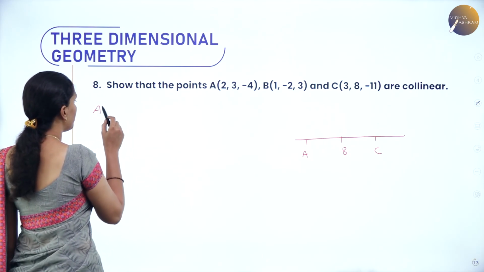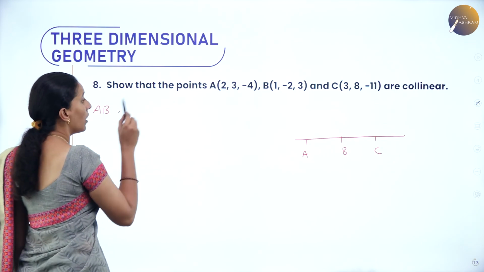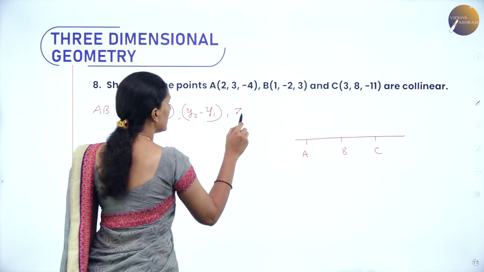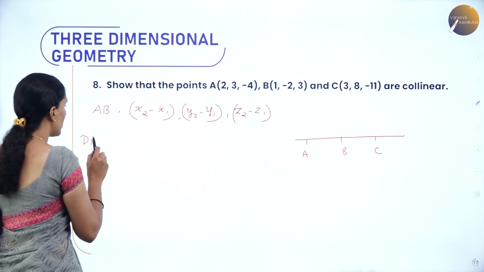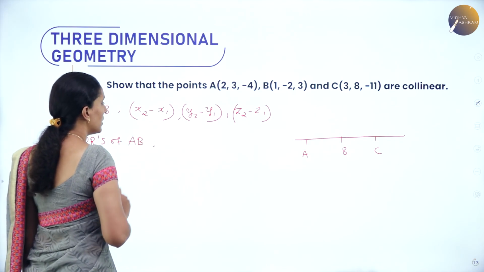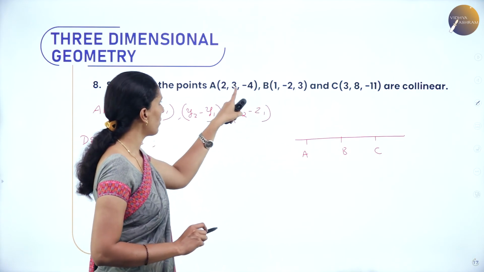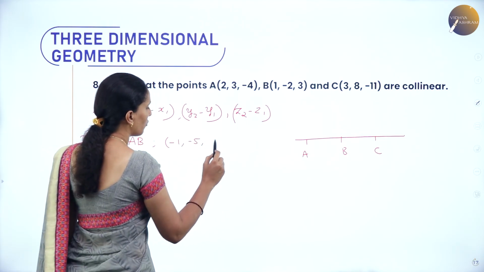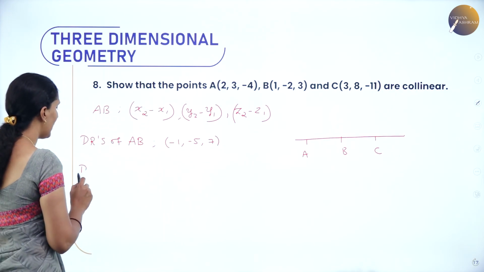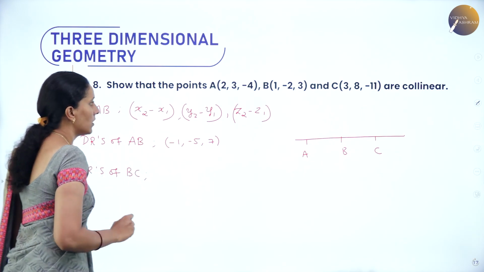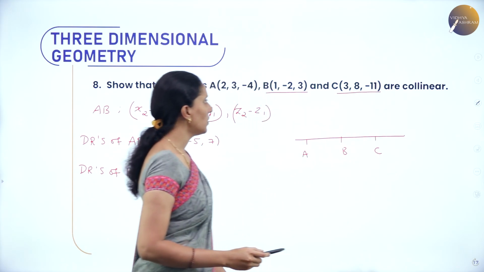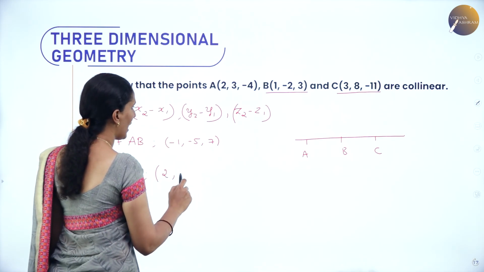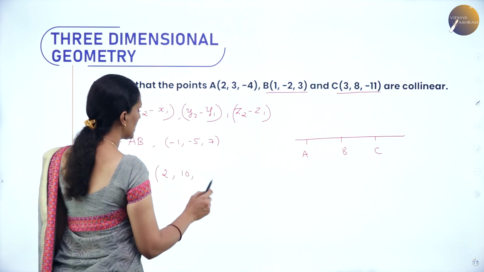Now we will take line AB. So what are the direction ratios I can get here? x2 minus x1, comma, y2 minus y1, comma, z2 minus z1. So therefore, direction ratios of line AB: x2 minus x1 means here I can take x2, y2, z2 and x1, y1, z1. 1 minus 2 becomes minus 1, minus 2 minus 3 is minus 5, 3 minus of minus 4 is plus 4, which is 7. Similarly, next I will take the direction ratios of BC. So now this is x1, y1, z1, this is x2, y2, z2. So let us subtract it. So we have 3 minus 1, 2, comma, 8 minus of minus 2 we have plus 10, comma, minus 11 minus 3, minus 14.